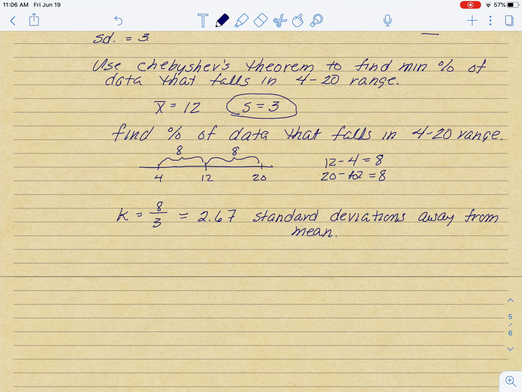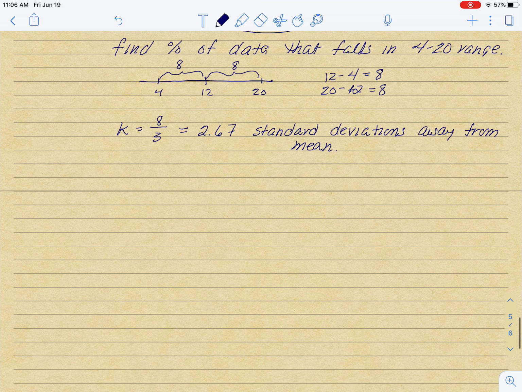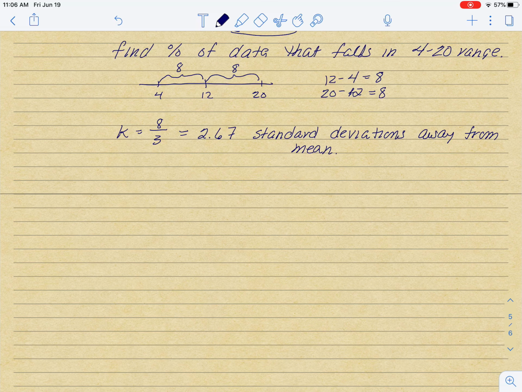How far away from the mean are the endpoints of this range? And so now if we want to find the percentage of data that lies between these endpoints, we go 1 minus 1 over our k value, which is 2.67, and we have to square that k value. So if you stick this in your calculator, I get 0.859, and I want to write that as a percentage. So I take the decimal, move it over 2, so I get 85.9, or approximately 86% of the data lies within 2.67 standard deviations away from the mean, or lies in that range from 4 to 20.